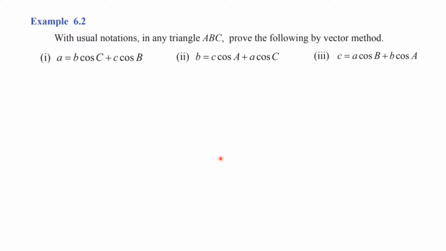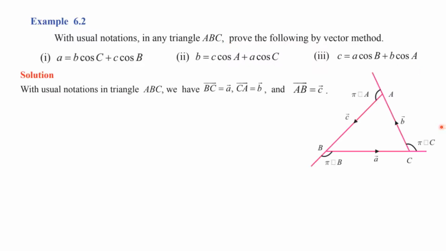Next, let's prove the next trigonometric property, which is a is equal to b cos c plus c cos b for a given triangle ABC. So let's sketch our triangle A, B, and C, and let's define BC as vector A, CA as vector B, and AB as vector C. All right, and we will also define our angle here as pi minus A. The internal angle here will be A. So similarly, this angle will be pi minus B, and this will be pi minus C.